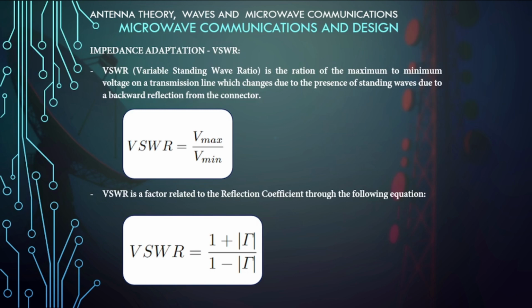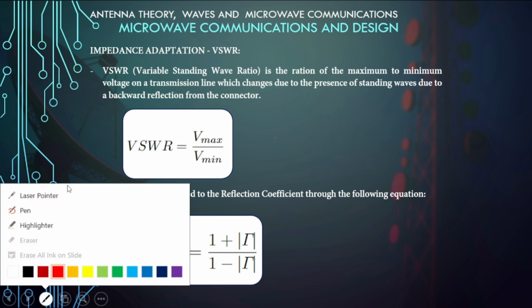Another parameter is VSWR, or voltage standing wave ratio. VSWR is the ratio of the maximum to minimum voltage on a transmission line, which changes due to the presence of standing waves due to a backward reflection from the connector.